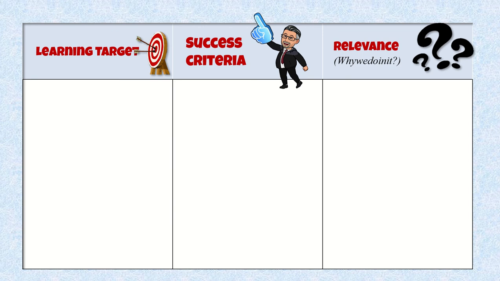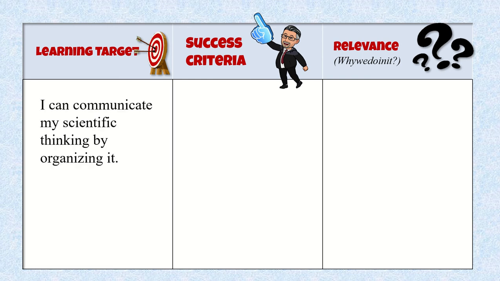And now we're going to talk about organizing our thinking into a table or a chart of some kind. And this is what's called a summary table. What you're seeing here is going to show us our learning target and our success criteria. So first, today we're going to look at how we can communicate our scientific thinking by organizing it, which I'll explain in a minute.